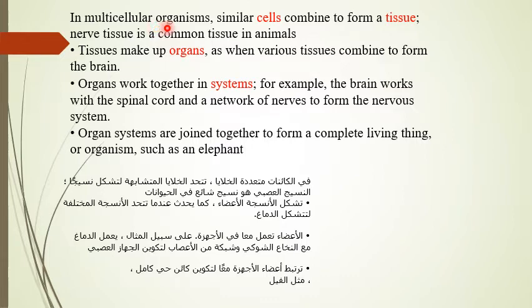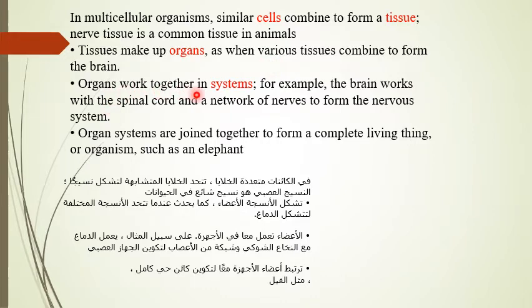In multicellular organisms, similar cells combine to form a tissue. Nerve tissue is a common tissue in animals. Tissues make up organs, as when various tissues combine to form the brain. The brain is formed of different tissues, meaning several tissues can form an organ like the brain.